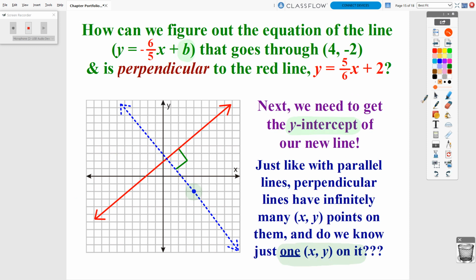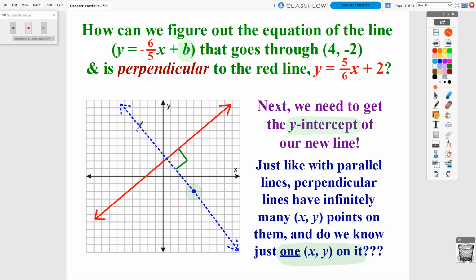So here's what we know so far. We know that this blue line has a slope of negative 6/5. So now we're in that same position we were in earlier with our parallel lines, right? We need to figure out what the y-intercept's going to be, because we know the slope, but we don't know what its b value is, the y-intercept. We can look at the graph and go, hey, it looks like it's slightly above the red line's y-intercept at 2, but it doesn't quite look like it's at 3, right? And so what is that number that it's hitting right there?